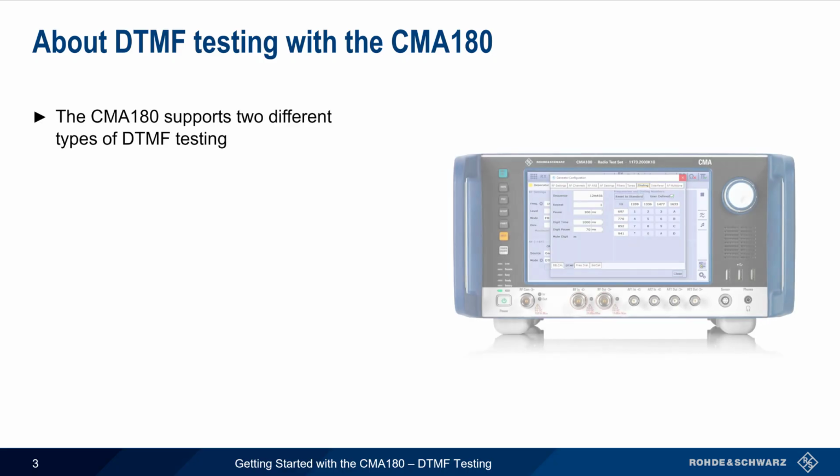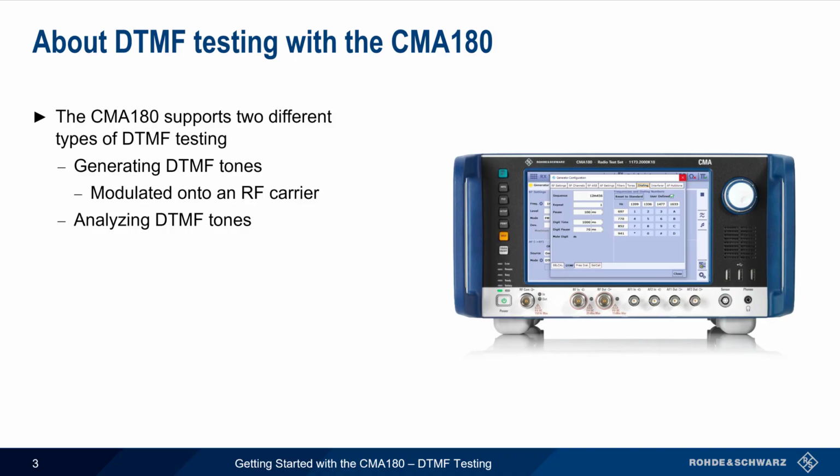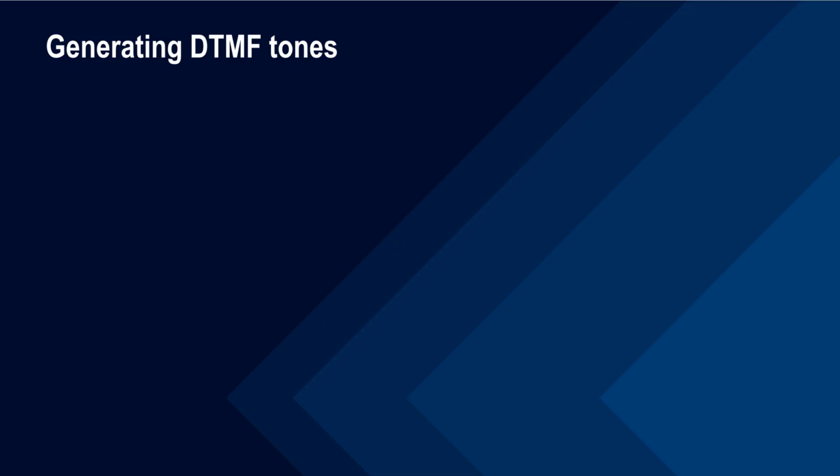The Rohde Schwarz CMA180 radio test set supports two different types of DTMF testing. The first is generating sequences of DTMF tones, that is, modulating DTMF tones onto a transmitted RF carrier. The second is analyzing DTMF sequences from a demodulated RF carrier. In this presentation, we'll explain and provide step-by-step examples for both generation and analysis of DTMF sequences. So let's begin by showing how to insert DTMF tones onto a transmitted RF carrier.